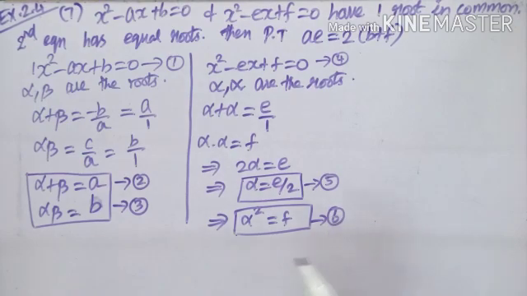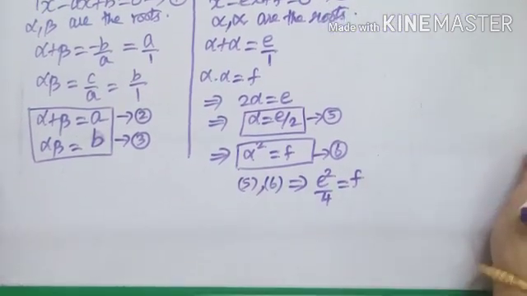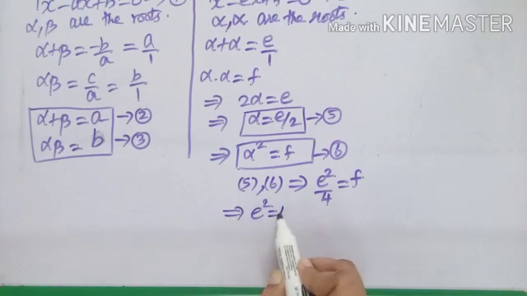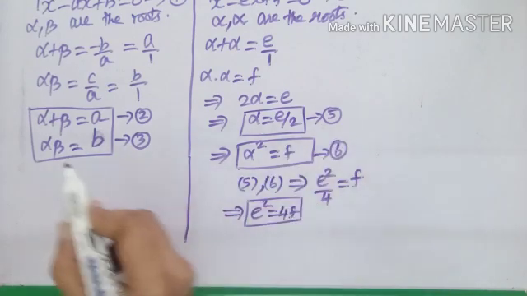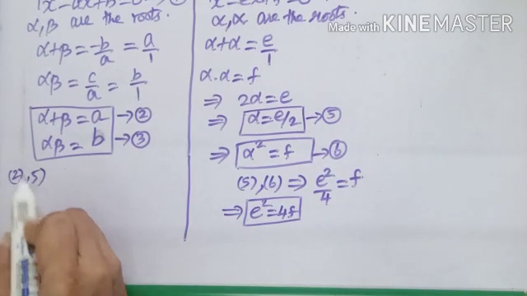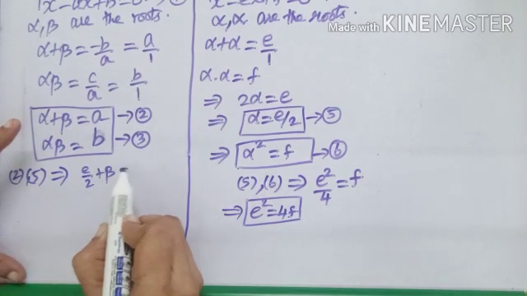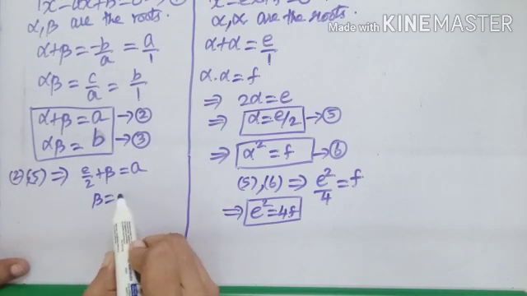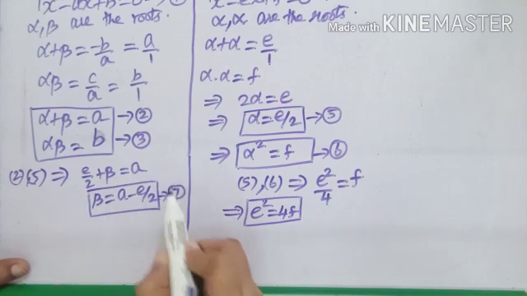Substituting 5 in 6. 5 comma 6 implies alpha square is e square by 4 equals to f, or e square is equal to 4f. So this we will use later. Same way, substituting 5 here. 2 comma 5 implies alpha is e by 2 plus beta equal to a, or beta equal to a minus e by 2. Call this next number, say 7.